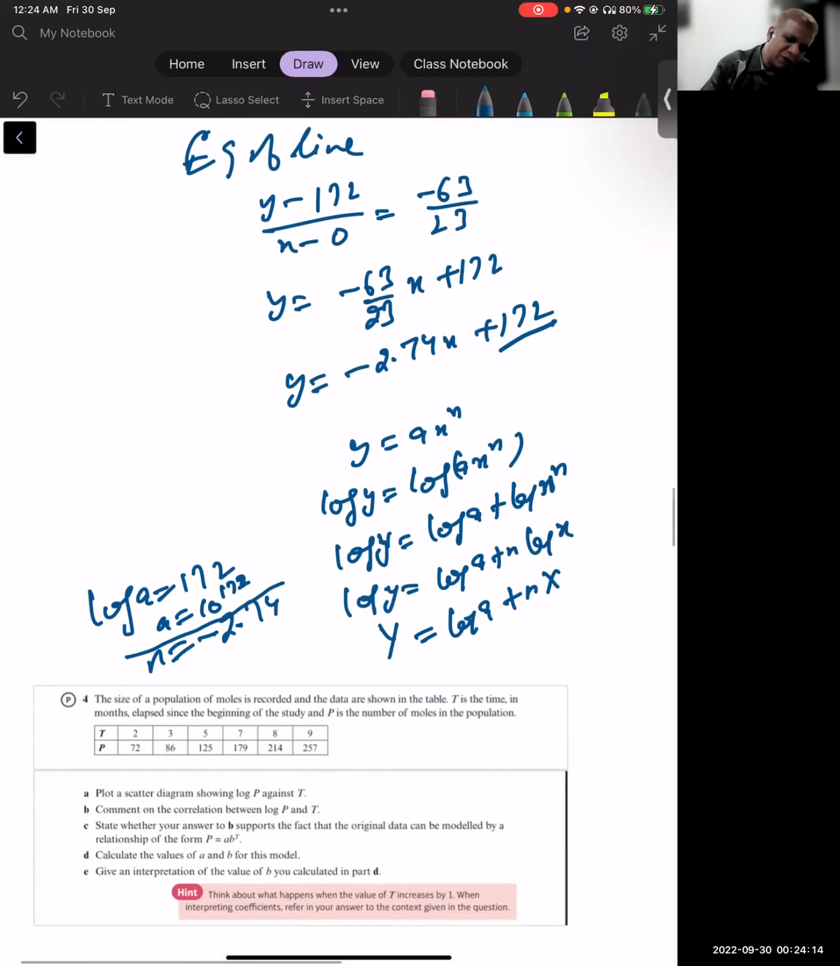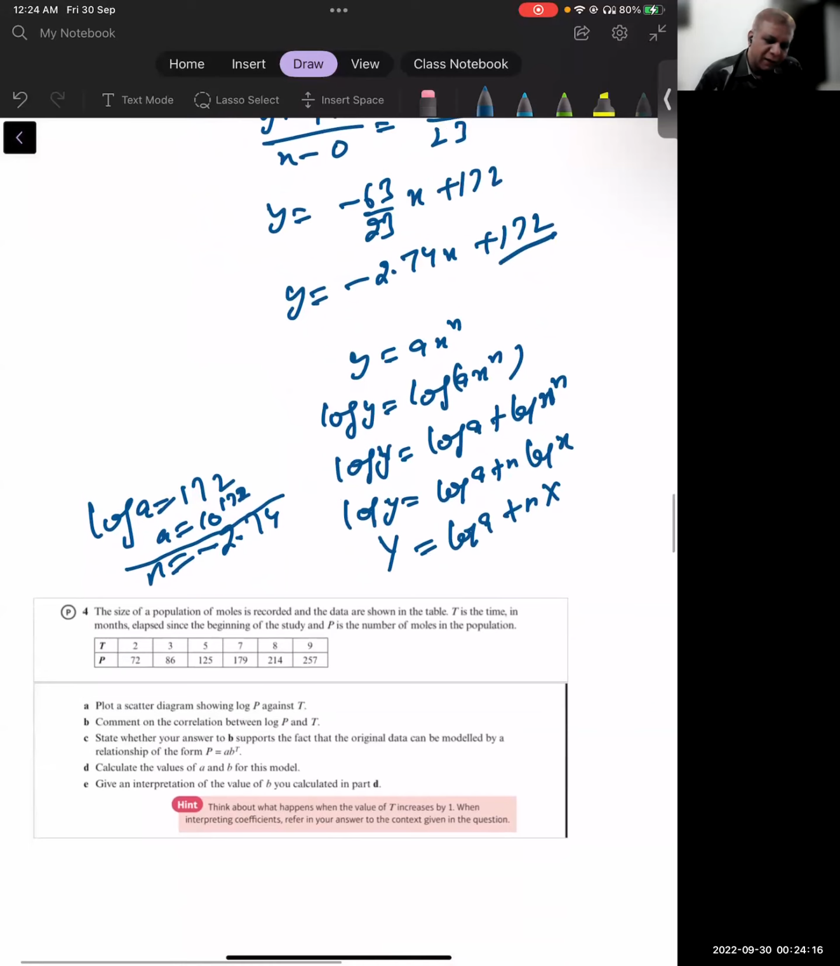Okay. Come to question number 4 again. The size of the population of moles is recorded and the data are shown in the table. Capital T is the time in months elapsed since the beginning of the study, and P is the number of moles in the population. T and P are given. Plot a scatter diagram. Can you plot the scatter diagram?